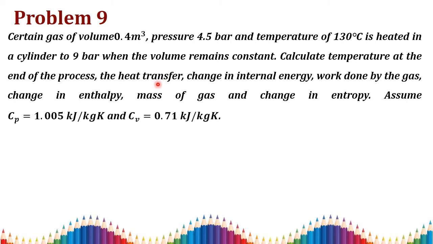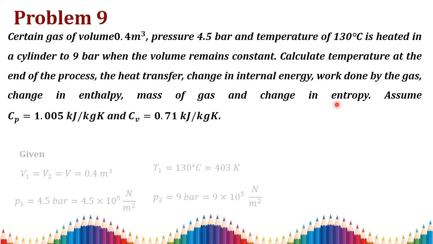So calculate the temperature at the end of the process, second state, so we need to find out T2. Then the heat transfer is Q. Then change in internal energy is delta U. Work done by the gas is W. Change in enthalpy is delta H. Mass of the gas is M and change in entropy is delta S. Assume Cp is equal to 1.005 kilojoule per kilogram Kelvin and Cv is equal to 0.71 kilojoule per kilogram Kelvin.